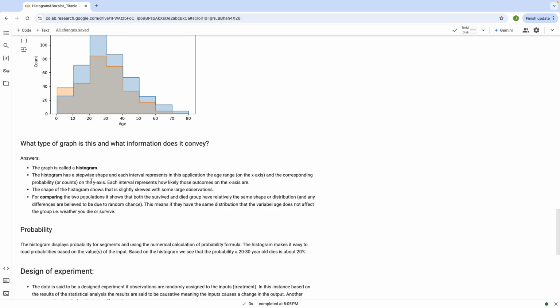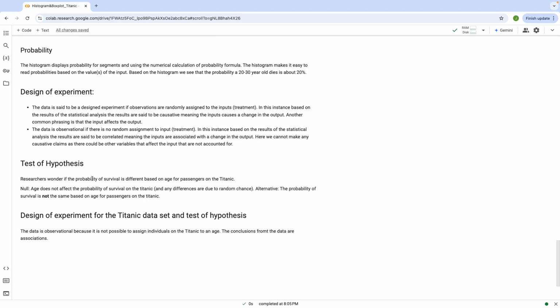Then thinking about these two graphs in terms of the design of experiment, let's remind ourselves that a data set is a designed experiment if we can assign people to inputs or treatments. The data is observational if we're just observing the outcomes. In this case, it's not possible to assign people to age groups, so the only type of data this can be is observational. So our conclusions from this data are restricted to associations.